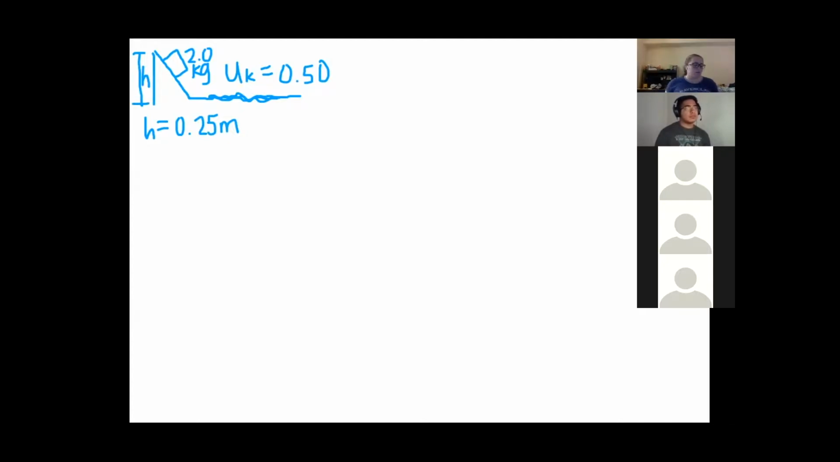Given the fact that we're talking about energy, is there an equation that you think would be useful here, Bhavdeep? Perhaps the conservation of energy could be used. Right, so our conservation of energy equation would be potential energy initial plus kinetic energy initial plus work non-conserved is equal to potential final plus kinetic energy final.